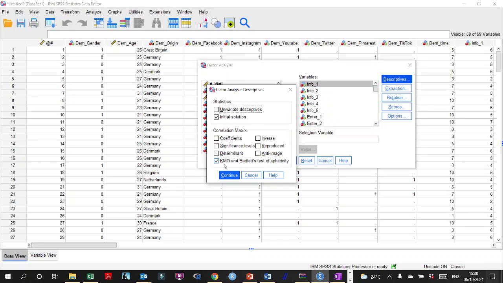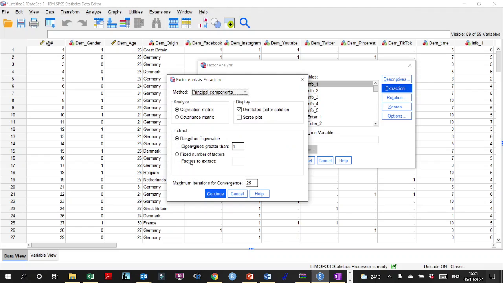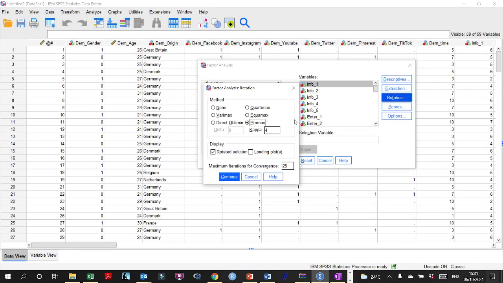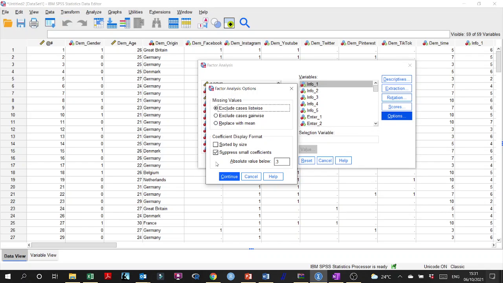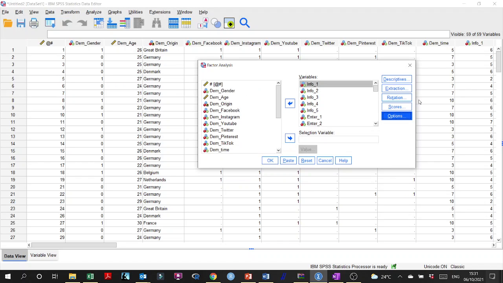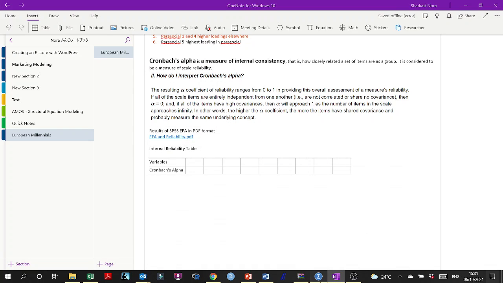Then under descriptives, keep the KMO, and extraction, keep it as based on eigenvalue. And then for rotation, Promax. And for options, suppress small coefficients below 0.3. And then run the analysis.